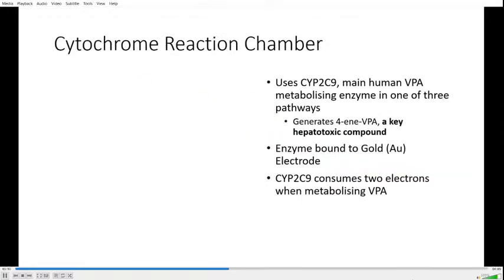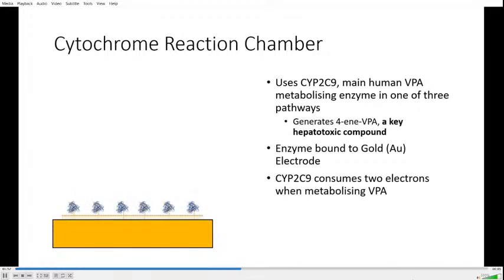So moving on to the cytochrome reaction chamber, where we have 2 main elements. First of all, the gold electrode, and second of all, CYP2C9, which is a P450 enzyme in the human body, which will metabolize valproate among many other drugs. This enzyme will produce fluorine valproate, which is key to the hepatotoxicity that has inspired the SensUs competition this year. And the way it works is we wash the valproate from the previous antibody chamber, which will then bind the enzyme, consuming 2 electrons in the process.